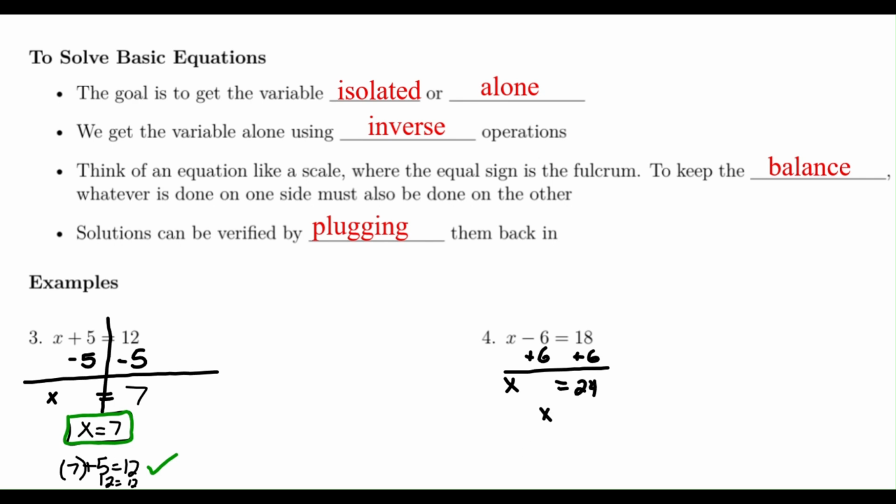So these are one-step equations. I got x equals 24. When I substitute it back in, I'm only doing one step to undo that, right? 24 minus 6 equals 18. Yeah, that's a true statement, so I'm good. That's true. This is the solution. It's the value of the variable that makes the equation true.